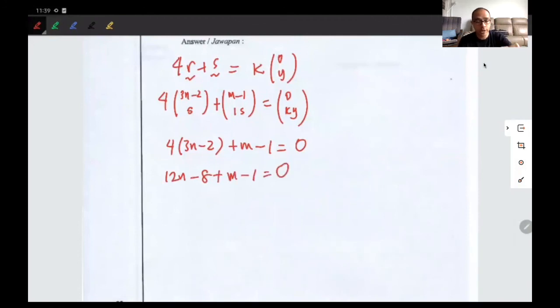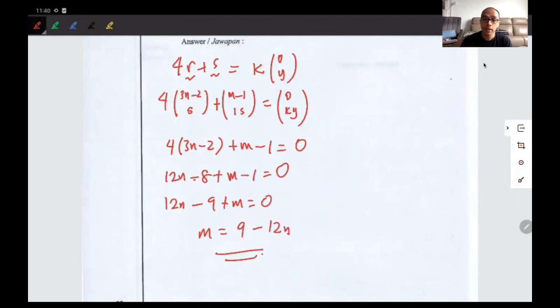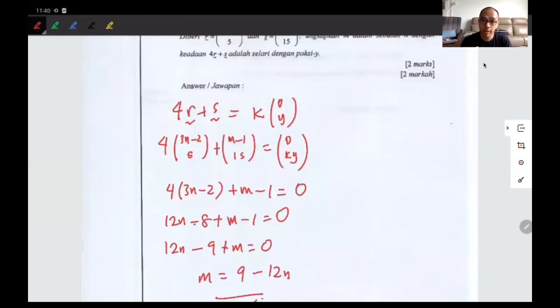I'm going to move everything across. Oh no, you know what? We'll have 12n minus 8 minus 1 is minus 9, plus m equals 0. So m equals 9 minus 12n. Okay, so the calculation is not complicated over here.